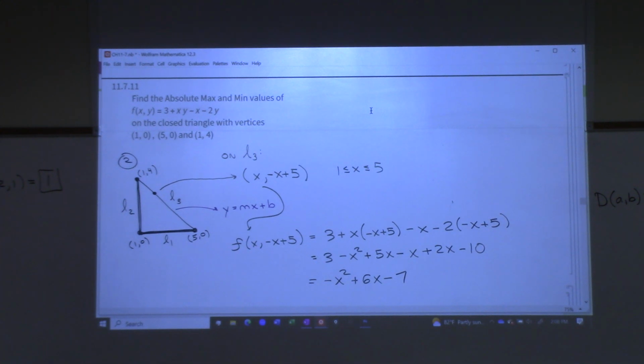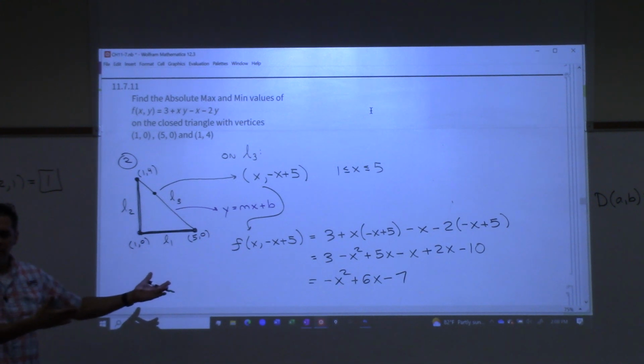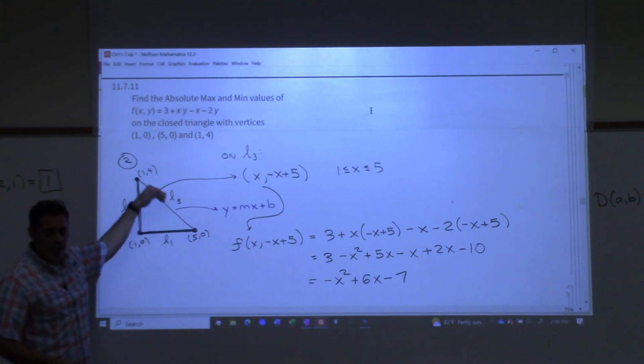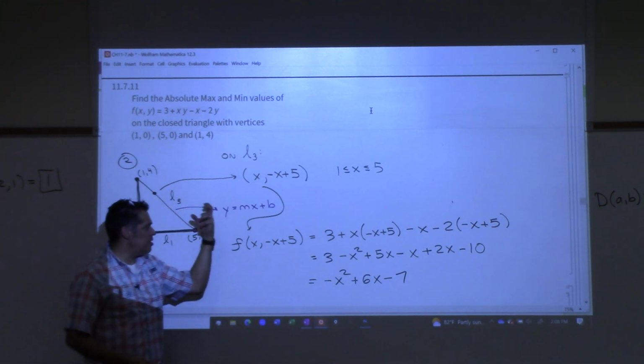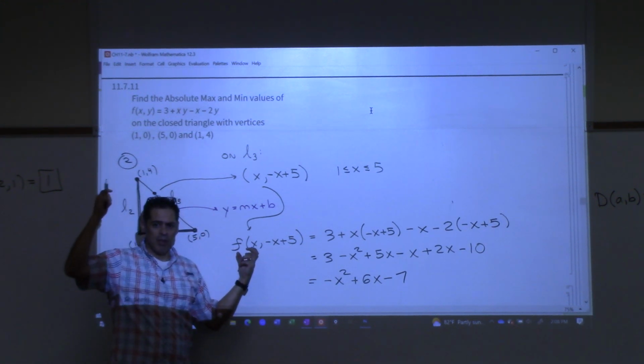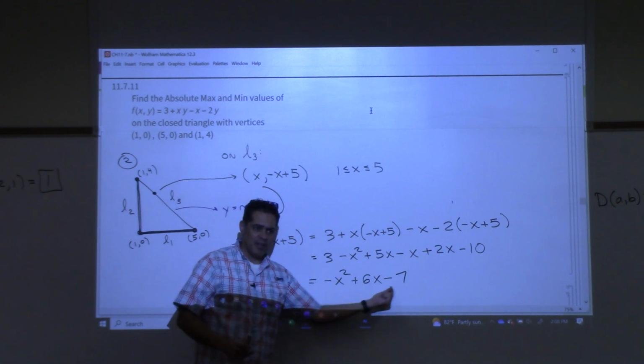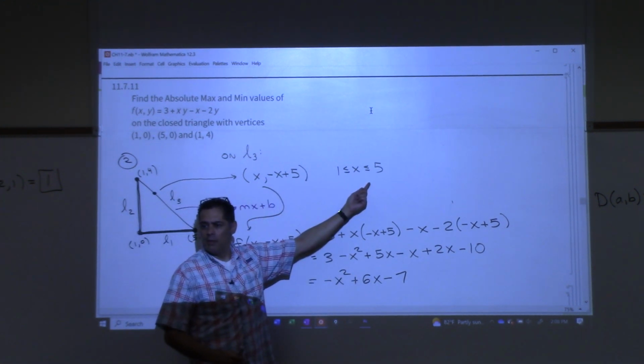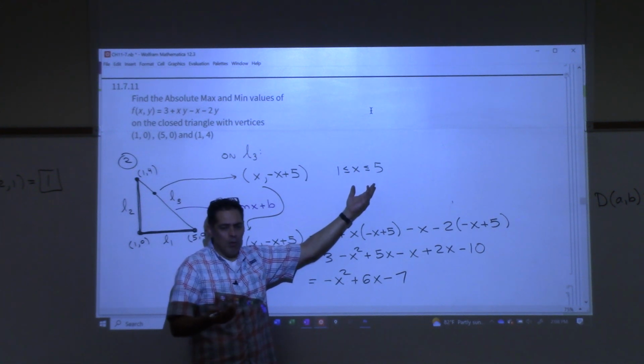Negative x squared, 6x. So we're good? Okay. Look at what we have. At the end of the day, if we're on L3, we reduce it down to our surface really being just a function of a single variable on a closed interval. And we have the Cal1 technique now, right?